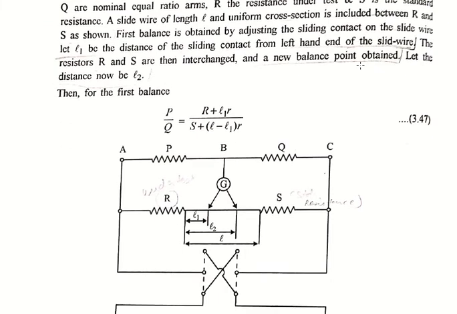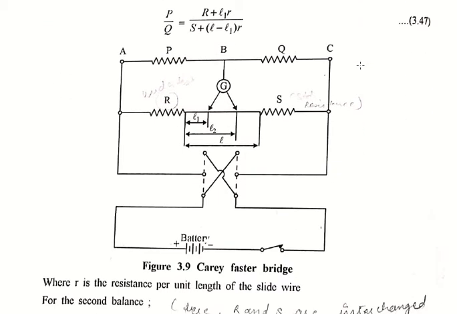Now coming to the circuit diagram, this is the Carey-Foster bridge circuit diagram. In this diagram, P and Q are nominally equal ratio arms. R is the resistance under test and S is a standard resistance. A slide wire of length L is inserted between R and S. It has a uniform cross-sectional area. The resistance per unit length of the slide wire is small r.